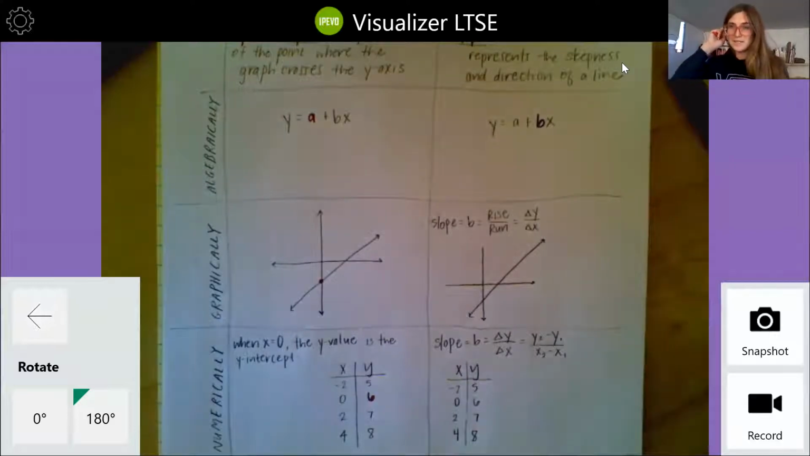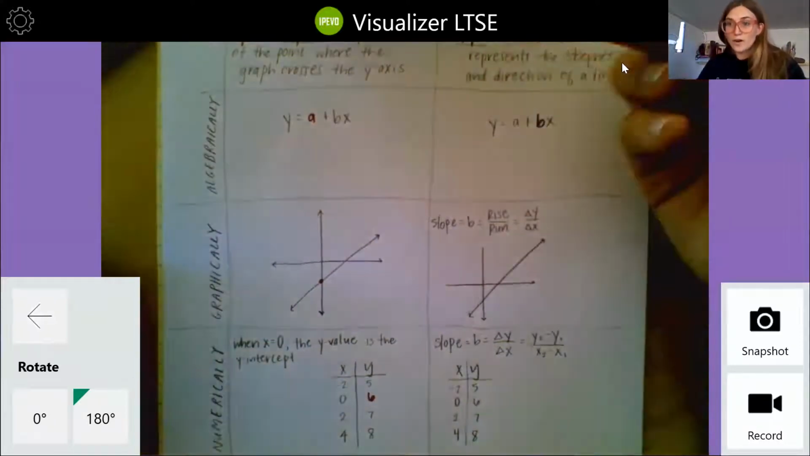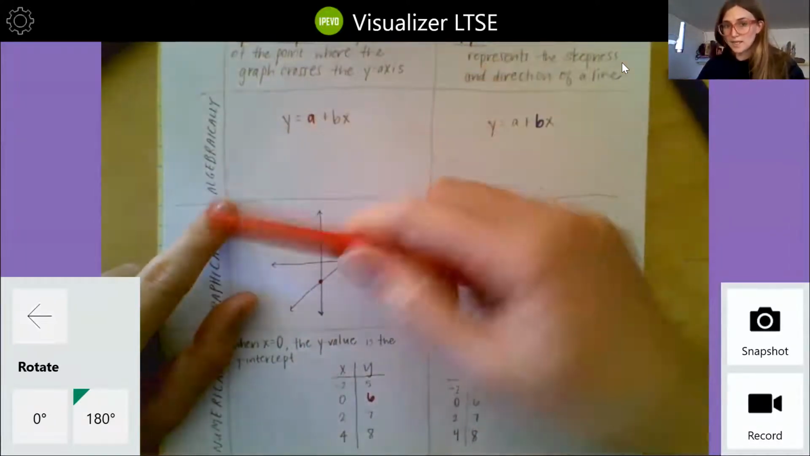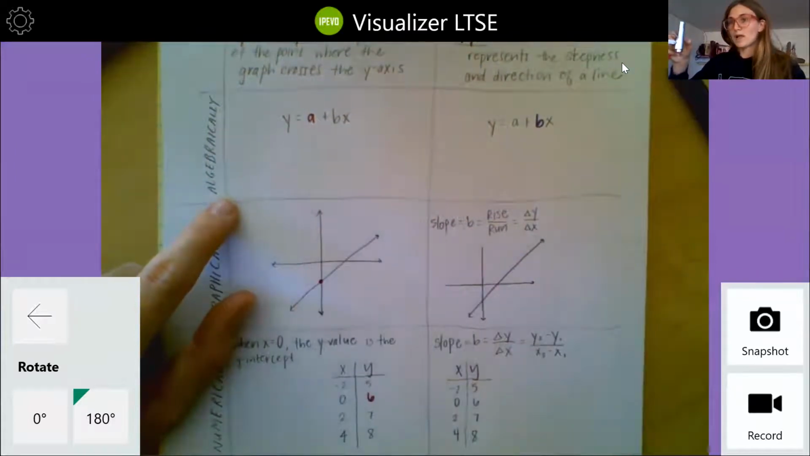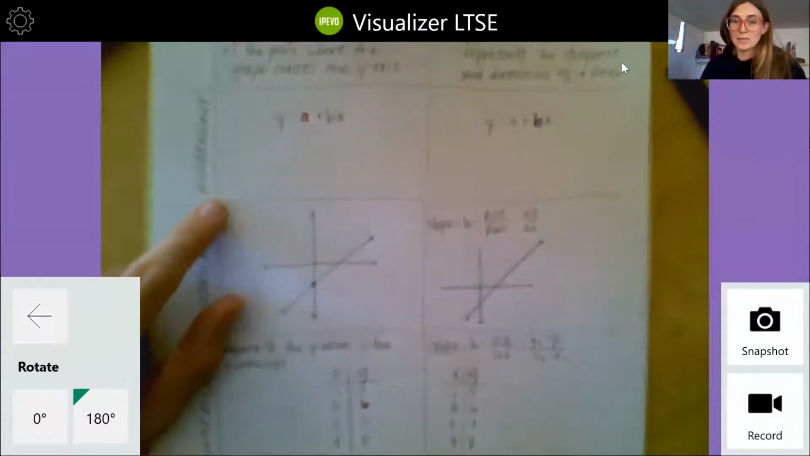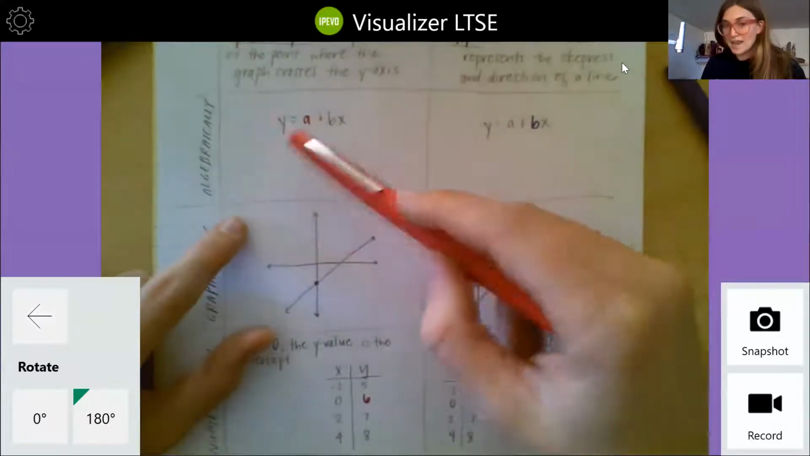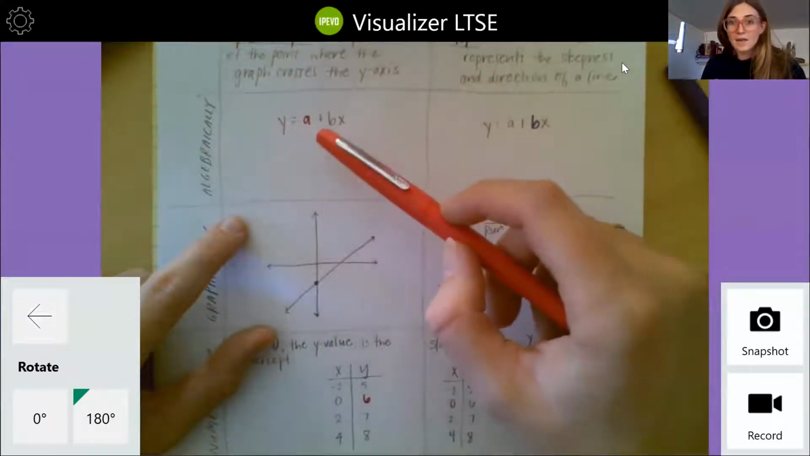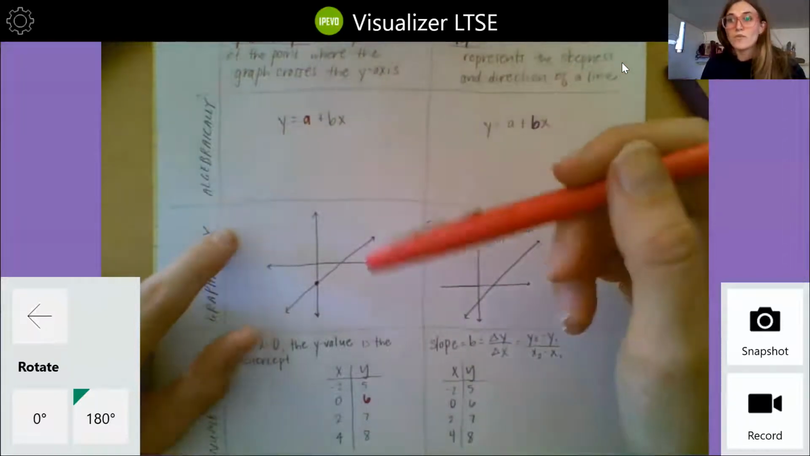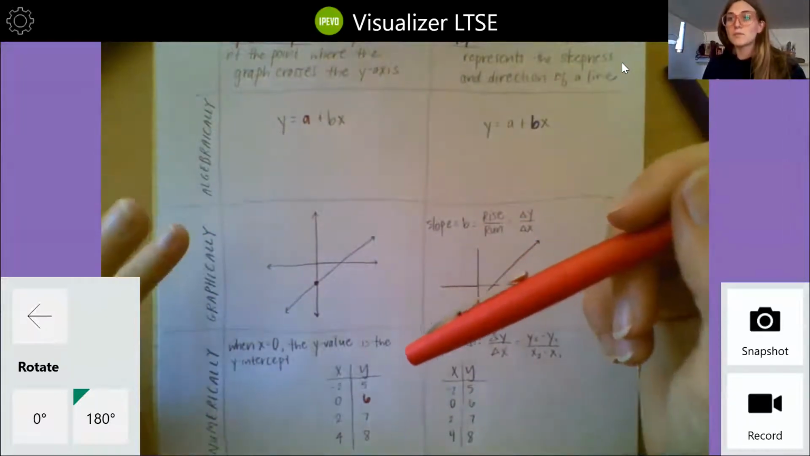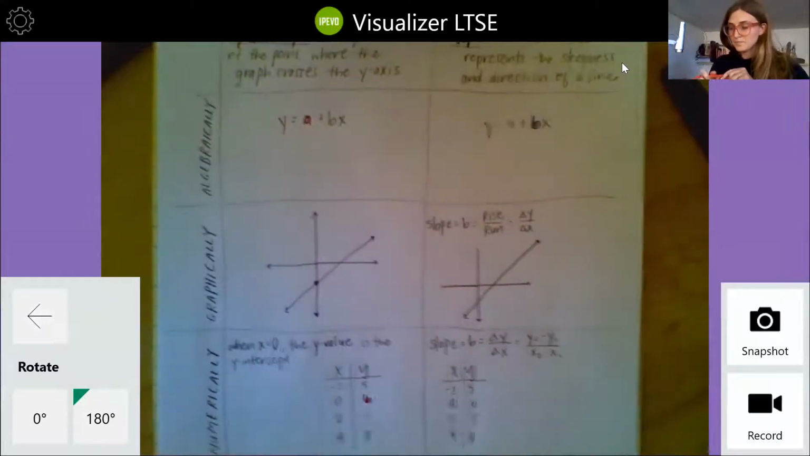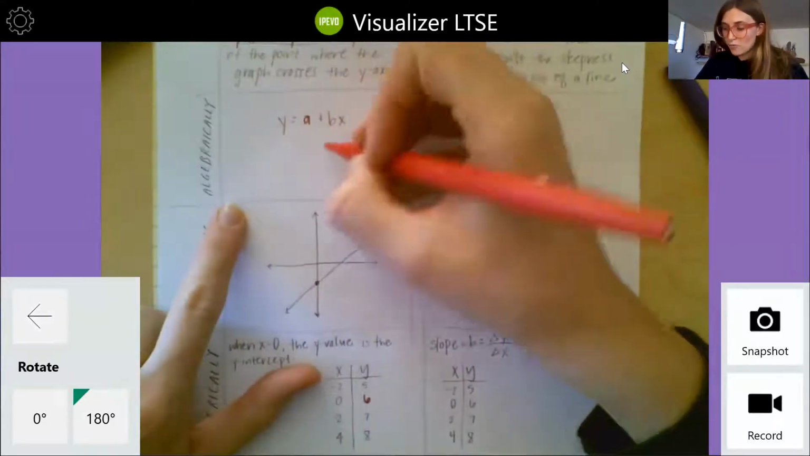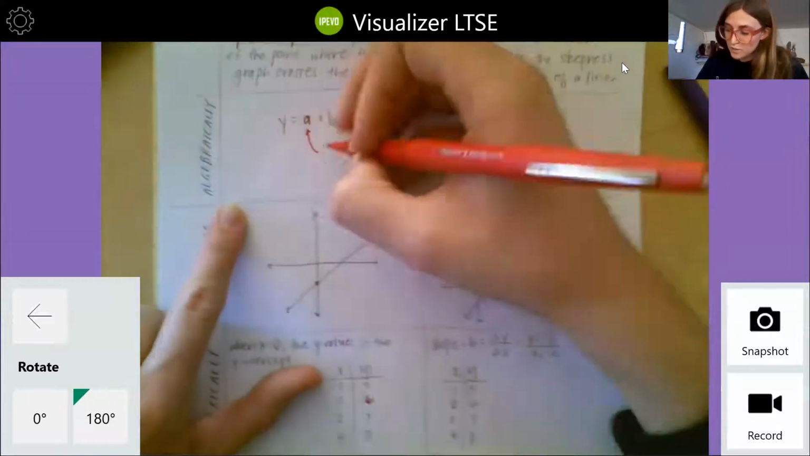Algebraically, we're looking at an equation and pulling out the y-intercept from that equation. The equation that we've looked at so far is intercept form, which looks like this: y equals a plus bx, where a is a constant number and b is the coefficient of x, the number being multiplied by x. So in intercept form, this constant number is the y-intercept.